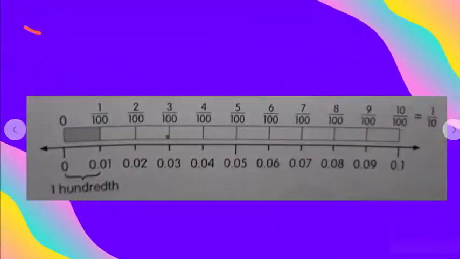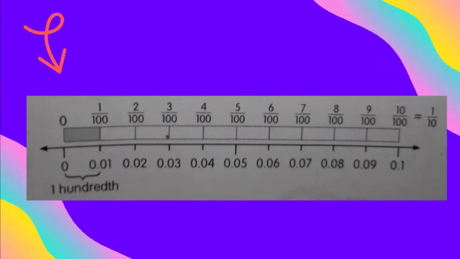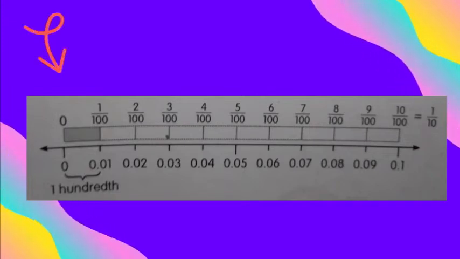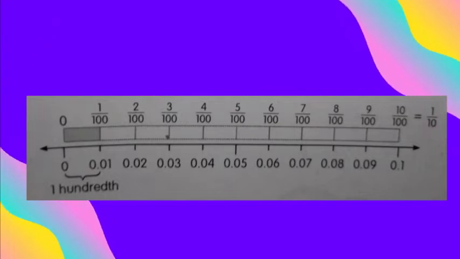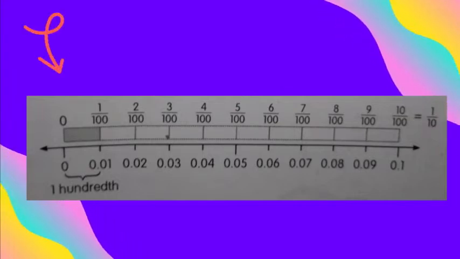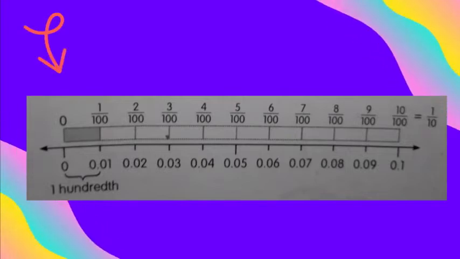Let's try to convert the fraction that has 100 as the denominator. Example, 4 over 100. First, we will use the fraction bar below. 4 over 100 is equivalent to 0.04. 6 over 100 is equivalent to 0.06 and so forth.